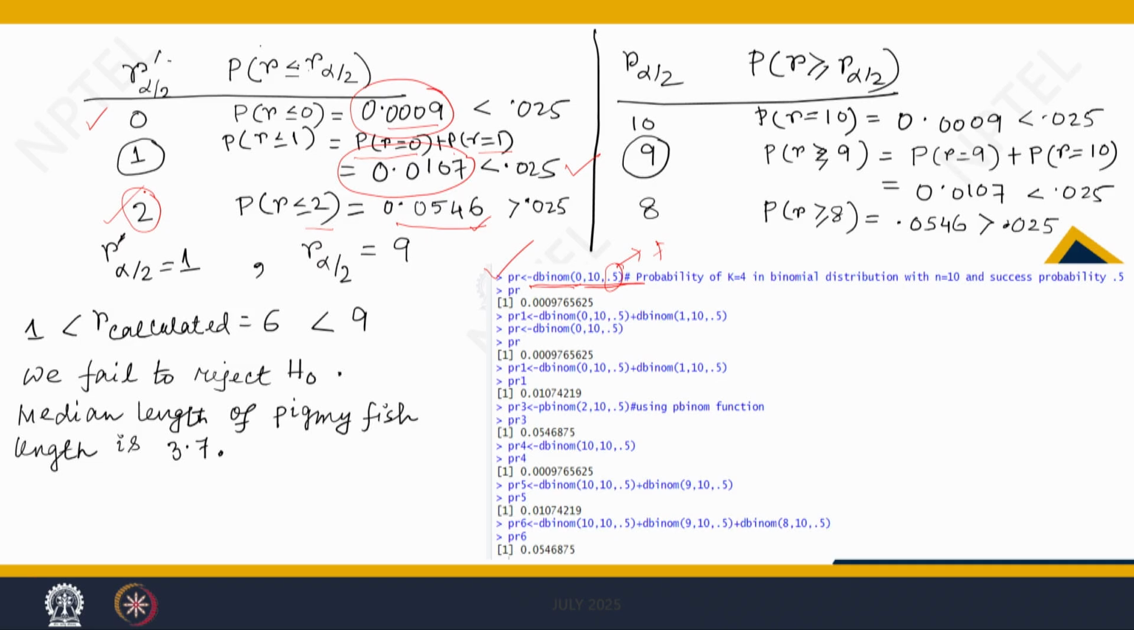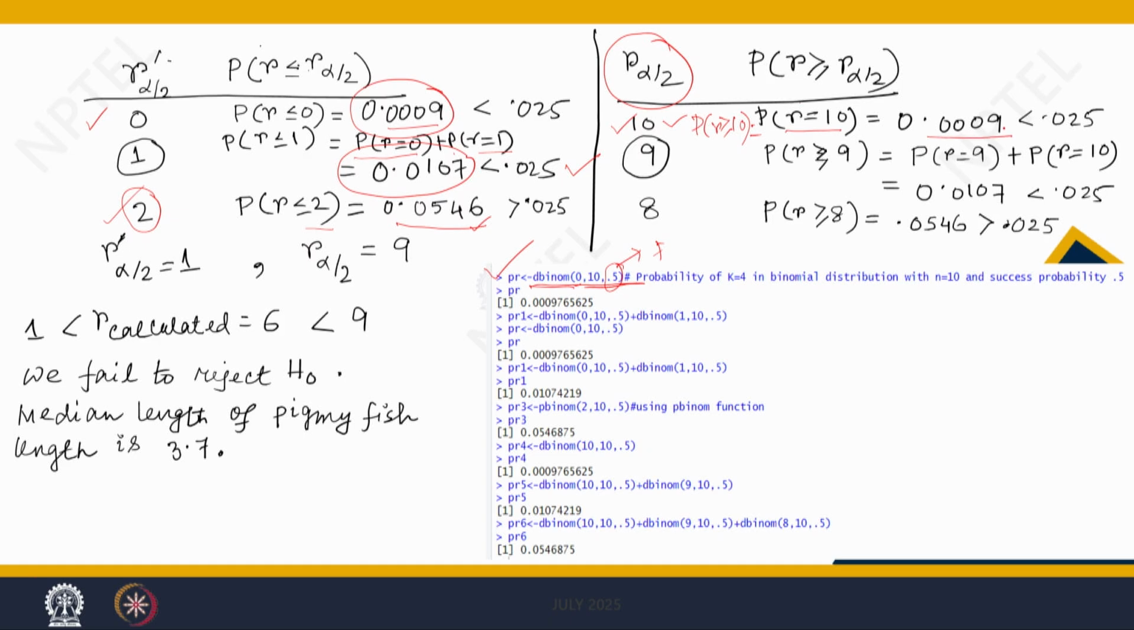Similarly, think about the rejection from the right hand side and start from the largest value of r, alpha by 2 from the right side. So what is the largest value for a binomial distribution? The largest value of success is 10. So what is probability r greater than or equal to 10? Okay, only 10 will be there. So r is equal to 10. If I write probability r greater than or equal to 10, which means essentially I am writing r equal to 10, and that comes as 0.009.